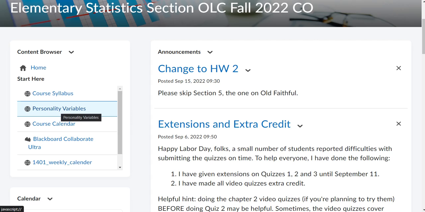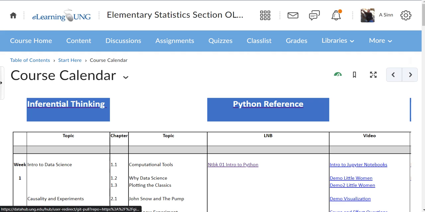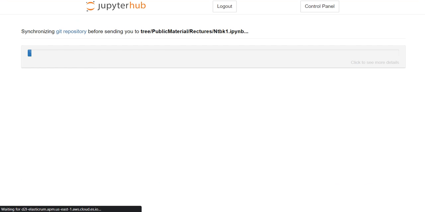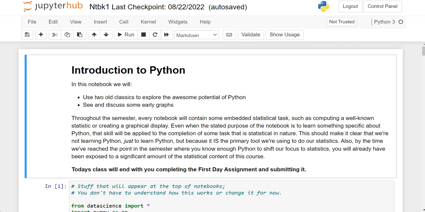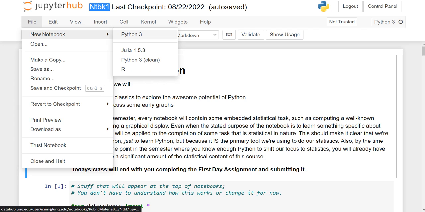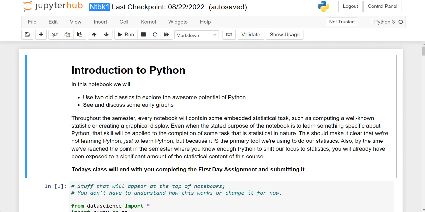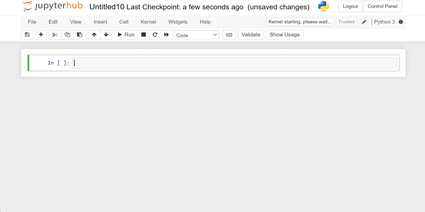Now I'm going to come back to it because I'm going to go to the course calendar and I'm going to click on the Intro to Python, and I'll pause this while it loads. Now I clicked on Notebook 1, as you can see up here, but it doesn't matter what you click on because my plan all along was to do File, New Notebook, and then I use the Python 3 kernel. File, new notebook, Python 3. Okay, and while you can't see it, there are two hubs open. It still has the Notebook 1 open and it has the new notebook open.